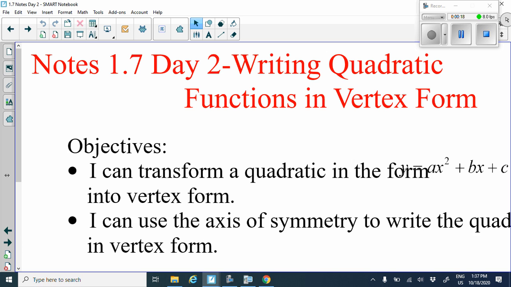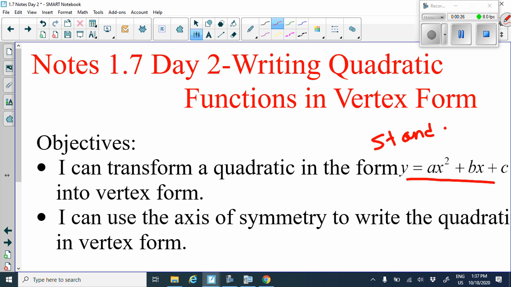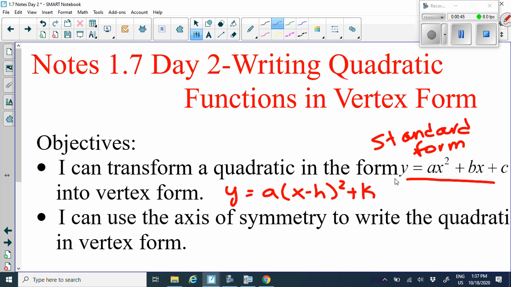What form is this? Yeah, you should have said that is standard form, right? And don't forget that vertex form is going to be y equals a times x minus h squared plus k. So I referenced in the 1.7 day 1 notes that we can actually use completing the square to not only solve quadratic equations, but also put our quadratic function, which is in standard form, into vertex form.